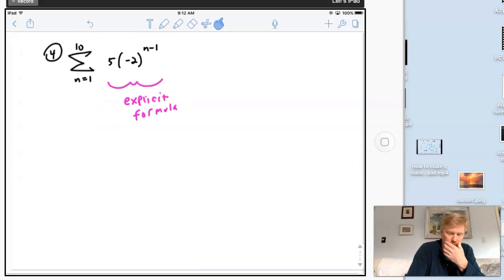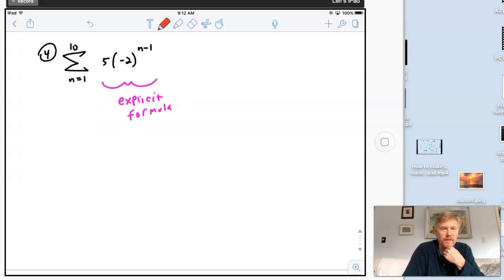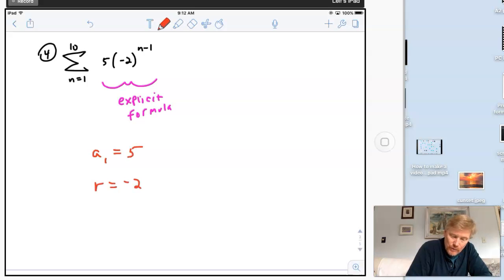So once again, they gave me it in some summation form. They want to know what is the sum, the same directions as it was for the last one. So I see there's the explicit formulas there. So I know that, for example, the first number is 5. I know that the common ratio is negative 2.